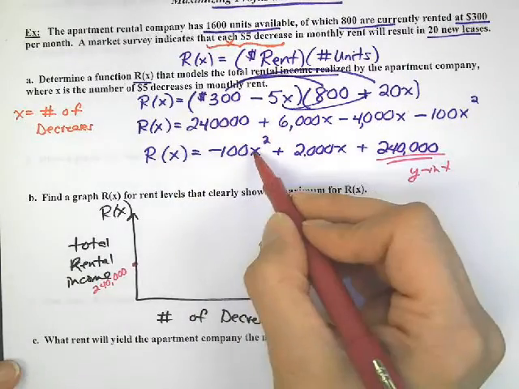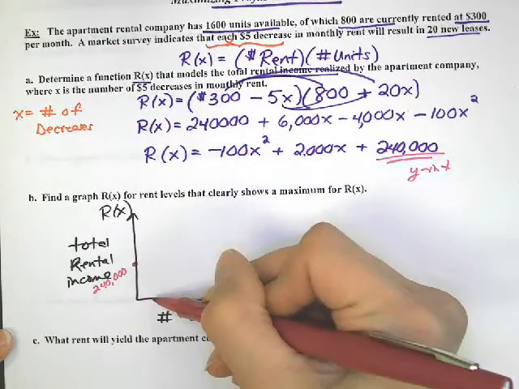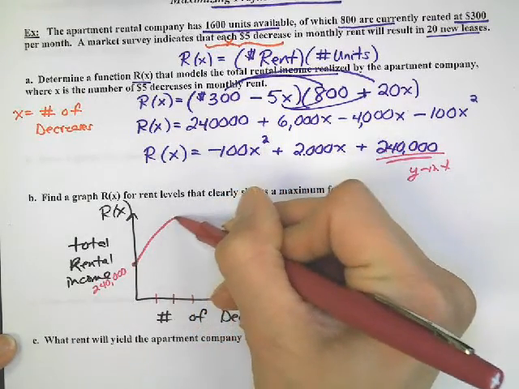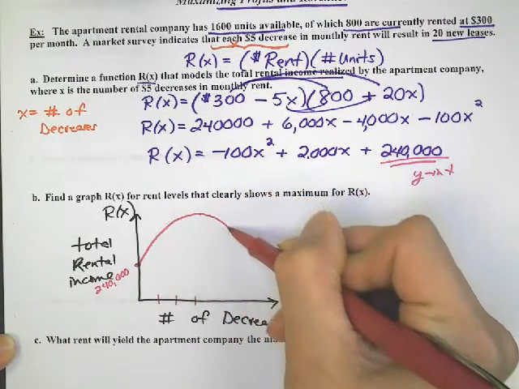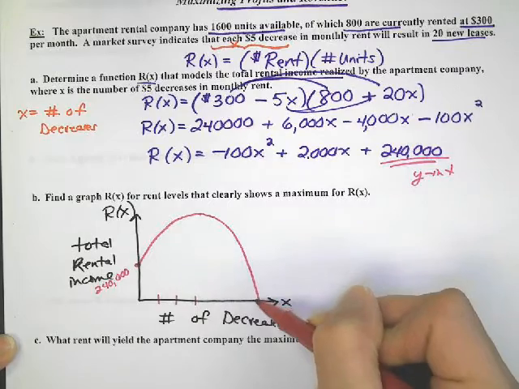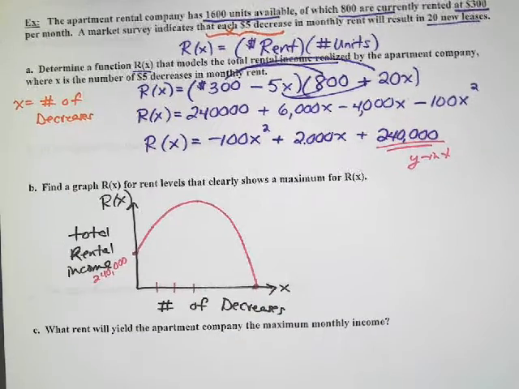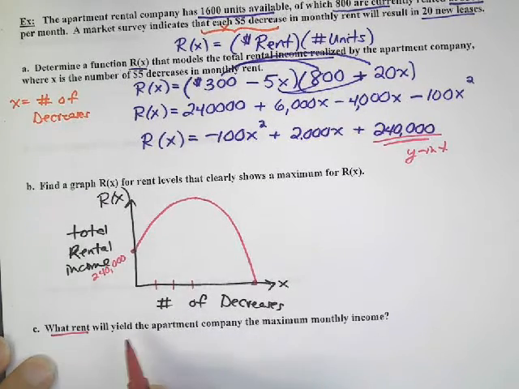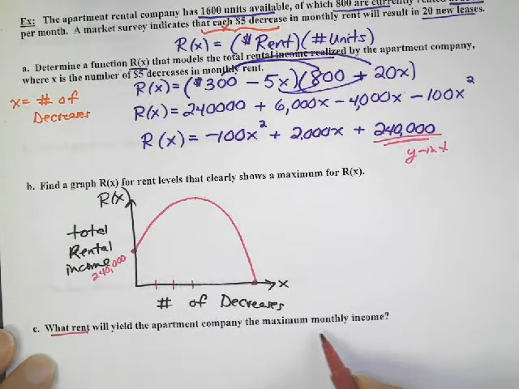And it's a parabola opening down. So if I decrease the rent, I make it go down, I'll get more people, more money, more money, more money. But then I start making it so cheap that I actually lose money. What rent will yield the apartment company the maximum monthly income?